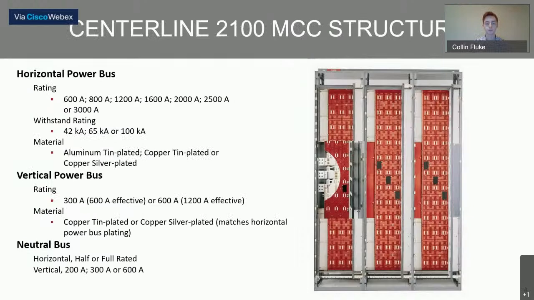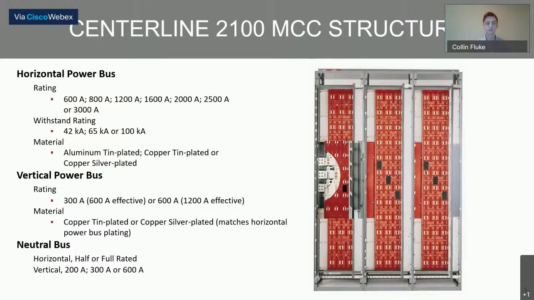So the Centerline 2100, why is it called Centerline? It's because the power bus for the MCC is located in the middle of the MCC. This power bus rating has a bus for each phase, A phase, B phase, and C phase. The ratings vary from 600 amps all the way up to 3000 amps, with current withstand ratings of 42K, 65K, or 100K. This horizontal power bus is what carries the power throughout the entire MCC, all the sections.